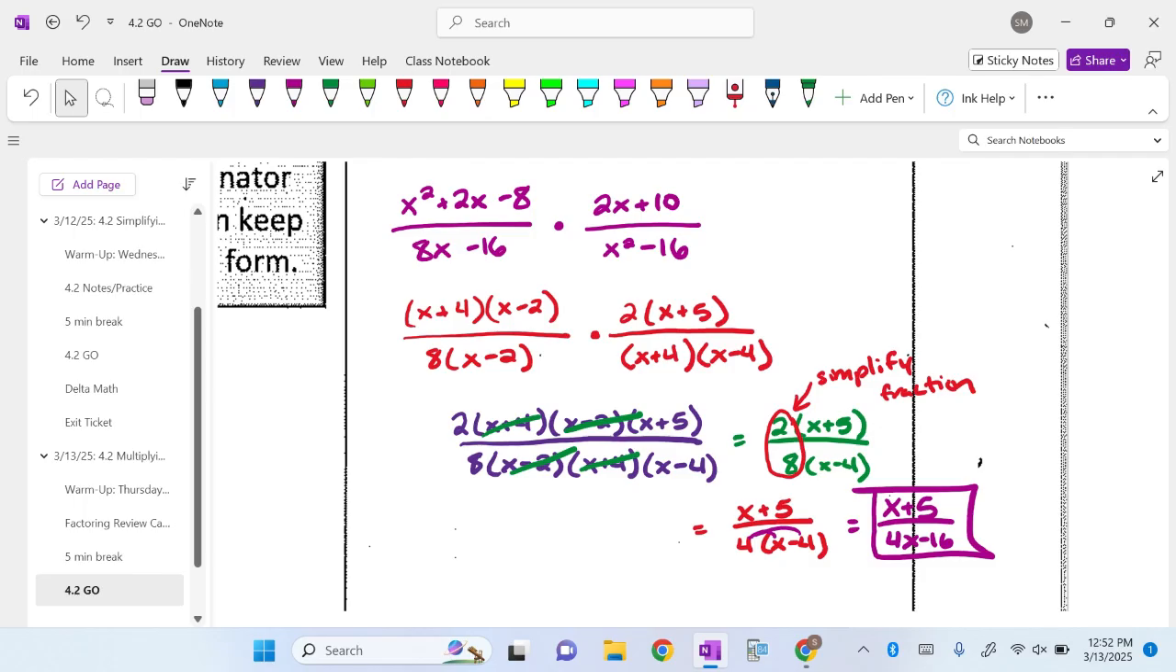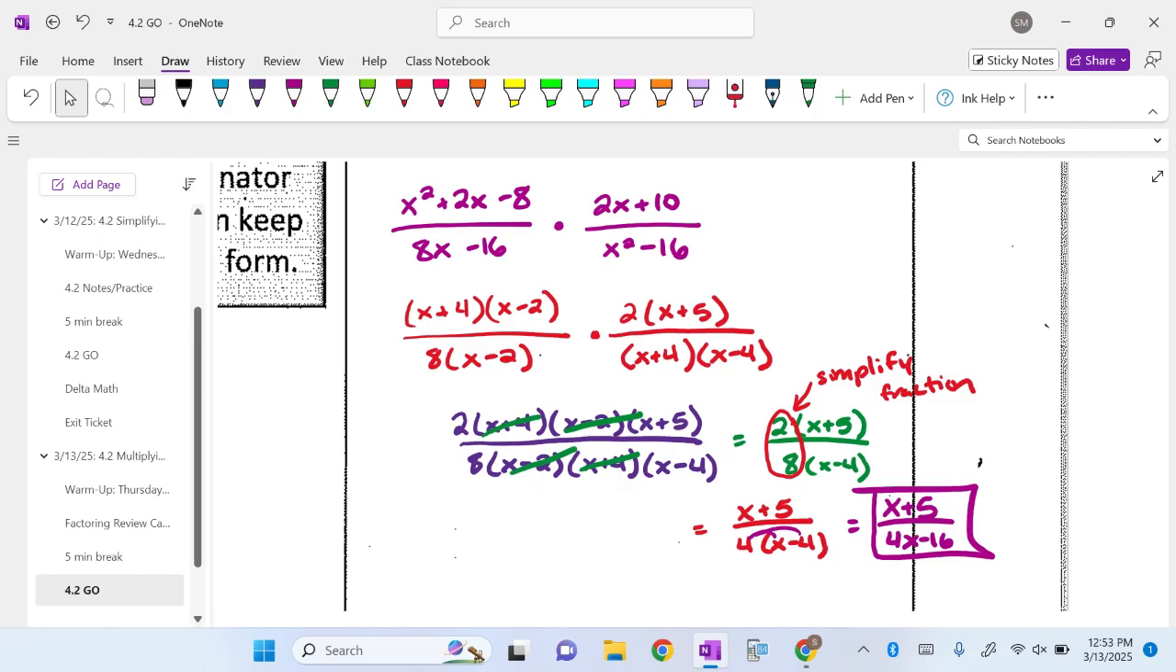And I'm only left with terms with pluses and minuses separating them. I can't cross anything out. There's no more multiplication. If I factored a 4 out of this, I'd end up with what I started with. So we're done. Any questions?